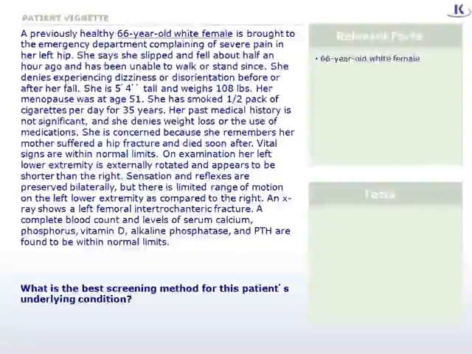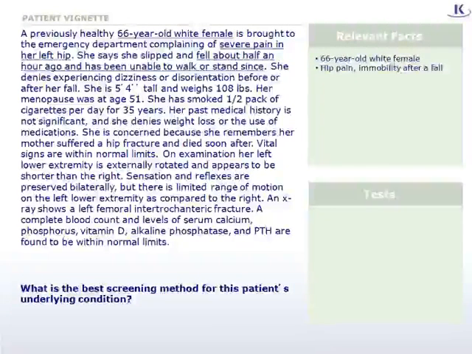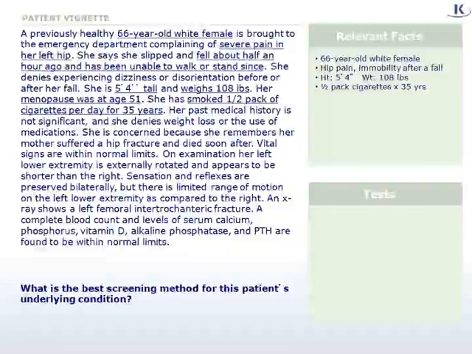This 66-year-old white female presents to the emergency department with severe pain in her left hip and limited mobility in her left lower extremity after a fall. She is unable to bear weight on her affected limb, as demonstrated by her inability to stand. She is 5 foot 4 inches tall and weighs 108 pounds. She has smoked half a pack of cigarettes per day for 35 years.